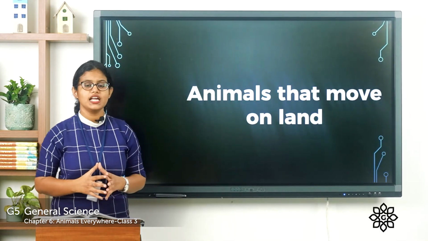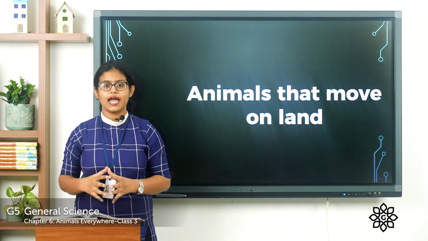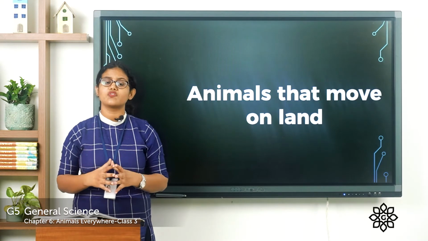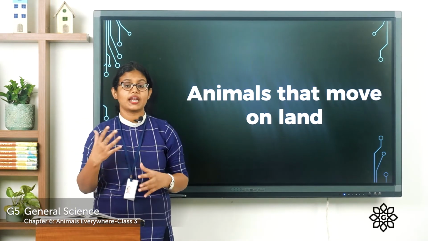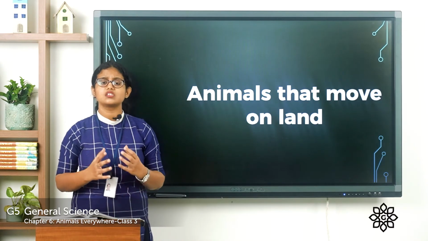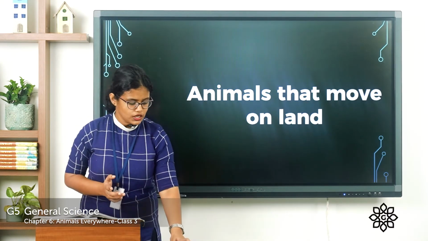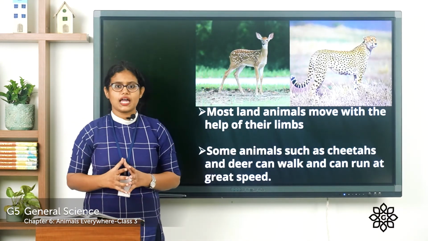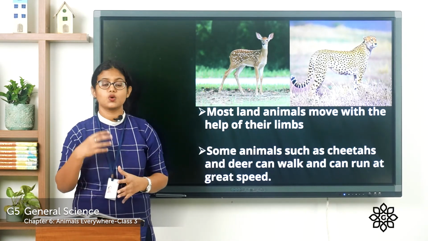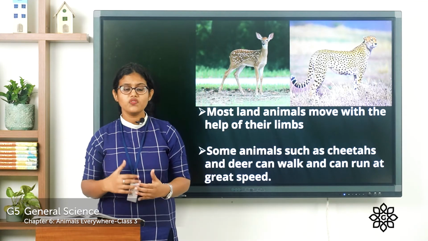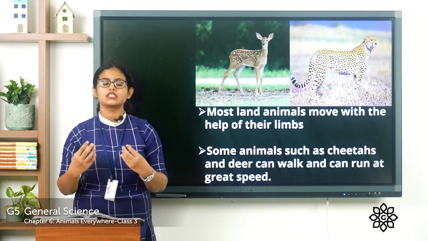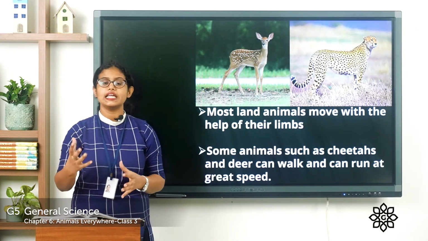Now let's see animals that move on land. Land animals show different types of movements. There are animals that can hop, there are animals that can run, walk, slide, etc. Most land animals can walk with the help of their limbs. Limbs means the hands and legs together are called the limbs.